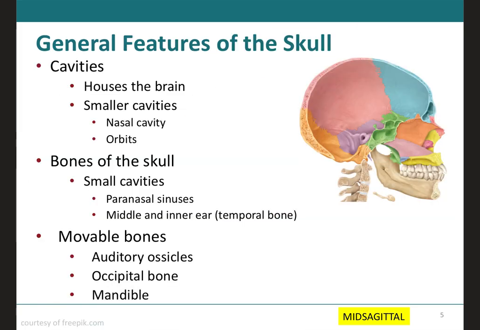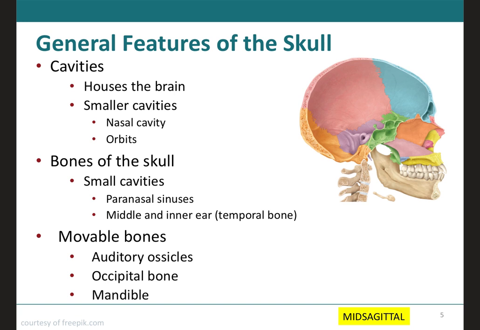In addition to forming the large cranial cavity that will house the brain, the skull also forms several smaller cavities, including the nasal cavity and the orbits, which are the eye sockets where your eyes are going to be located. And these do open to the exterior. There are certain skull bones that also contain cavities called paranasal sinuses that are going to be lined with mucous membranes, and these open into the nasal cavity.